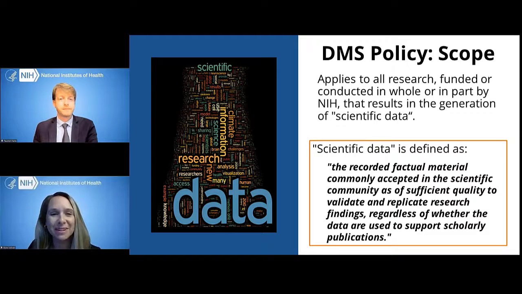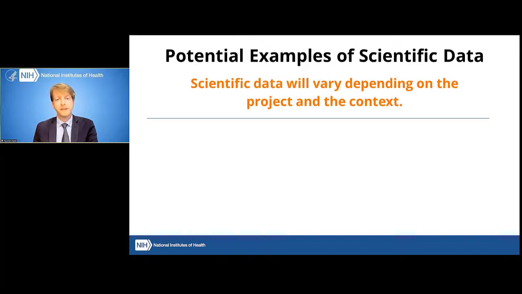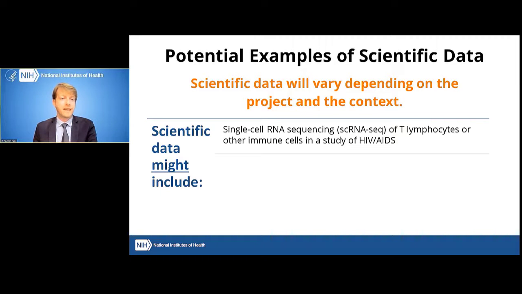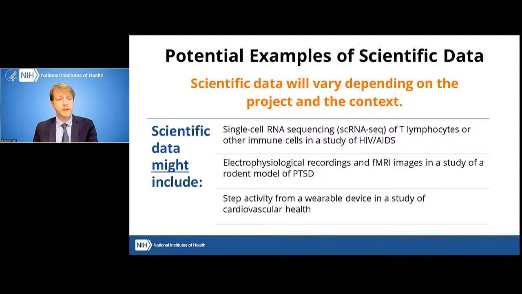All right, well, how about some examples of scientific data? The exact scope of scientific data will vary depending on the context, but it will relate to the aims and the questions of the proposed research. As very general examples, the scientific data for a study of HIV/AIDS might include single-cell RNA sequencing of T lymphocytes or other immune cells. The study of a rodent model of PTSD might include electrophysiological recordings and functional MRI images. And a study of cardiovascular health might include step activity from a wearable device.